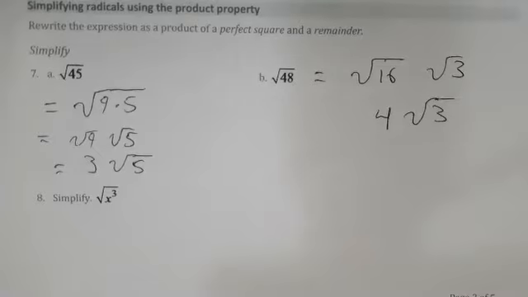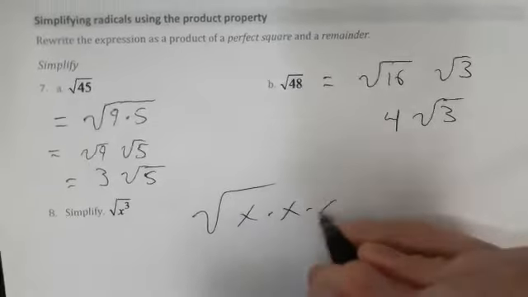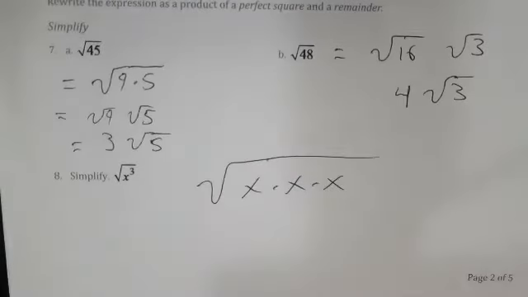So we want to simplify this thing. X to the third. Write out the definition of the x to the third. We got our square root of x times x times x there.